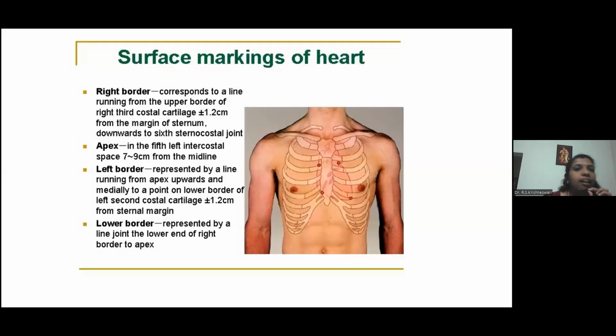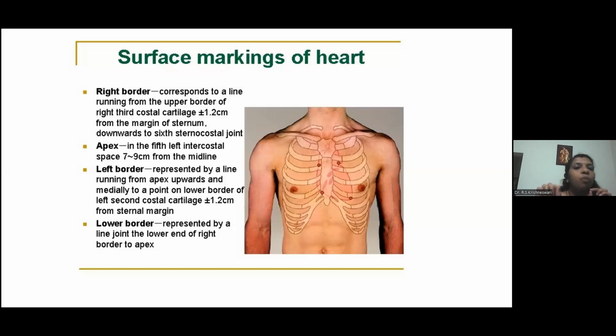Right side. It is on the upper border of the right third costal cartilage. So be very specific: it is costal cartilage and it is not the ribs. So in the right border, it corresponds to the upper border of the right third costal cartilage.